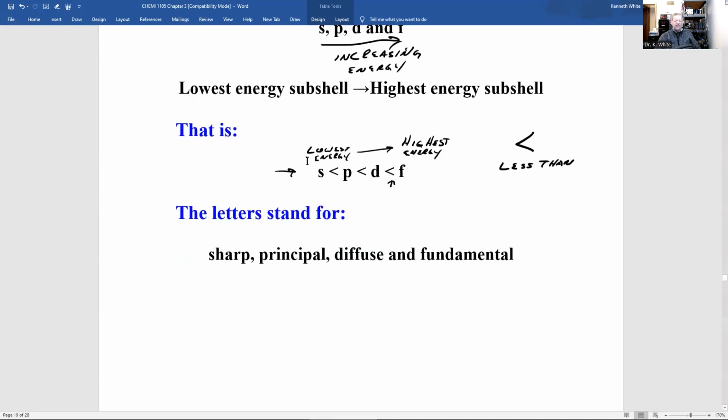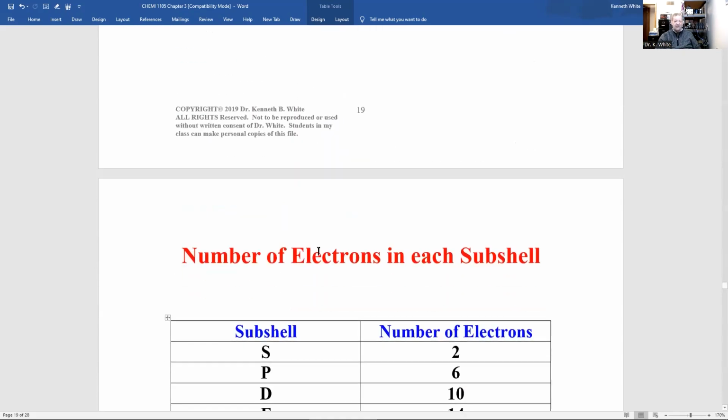Now, I'm never going to ask on a test what do the letters stand for, but from atomic spectra, which we talked about yesterday, there were different lines for certain elements, and somehow somebody came up with the energy for them. The S subshell we call sharp. P stands for principal, and D stands for diffuse, and F stands for fundamental. How they came up with that, I have no idea. This is not my area. This is more physical chemistry. I'm an organic chemist, but I do know this stuff.